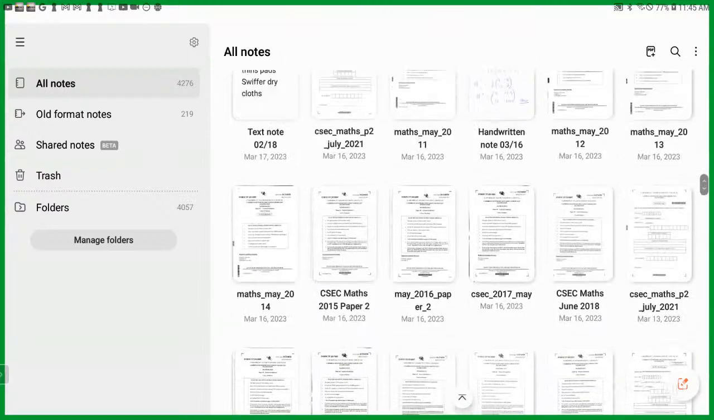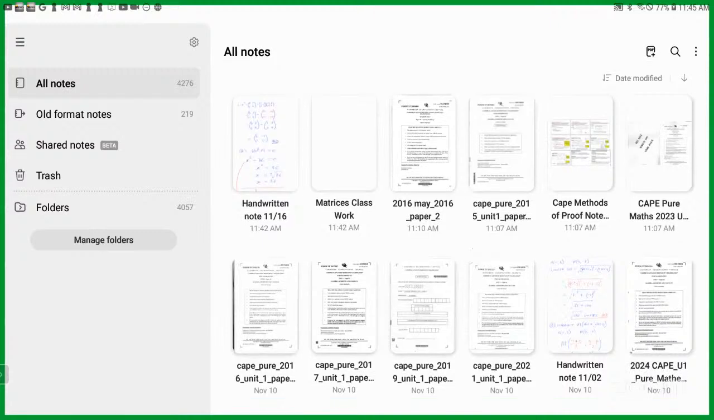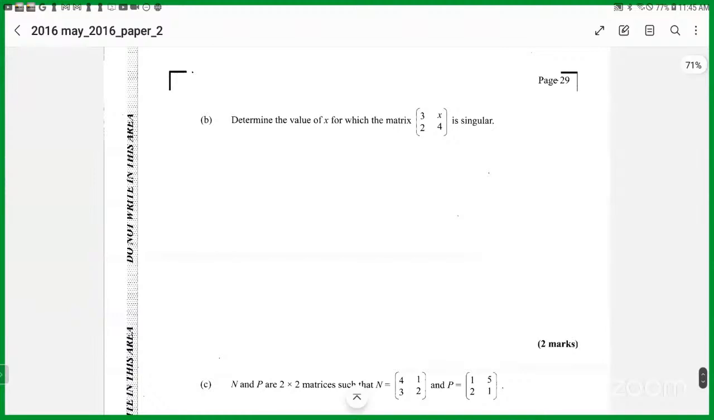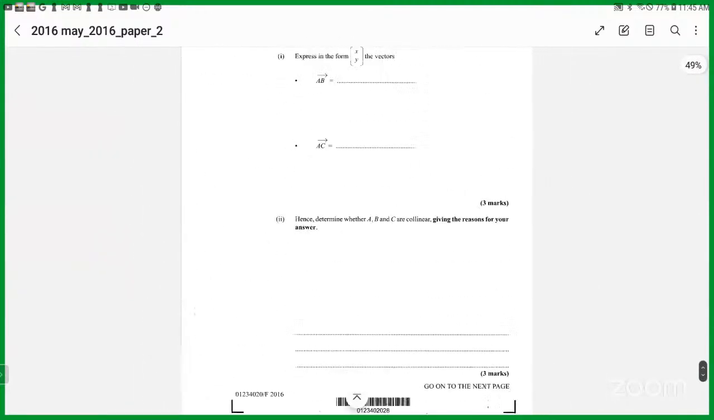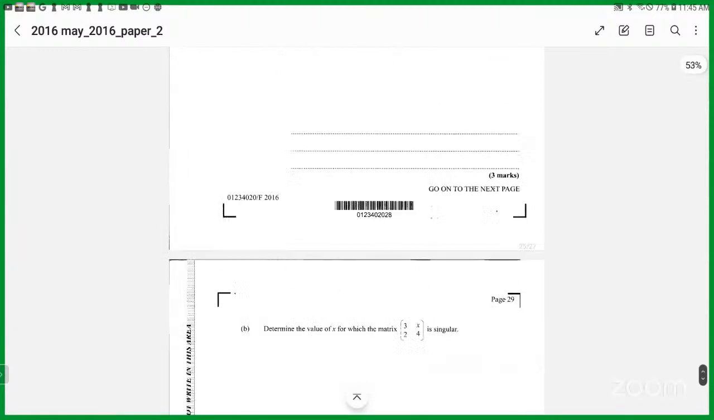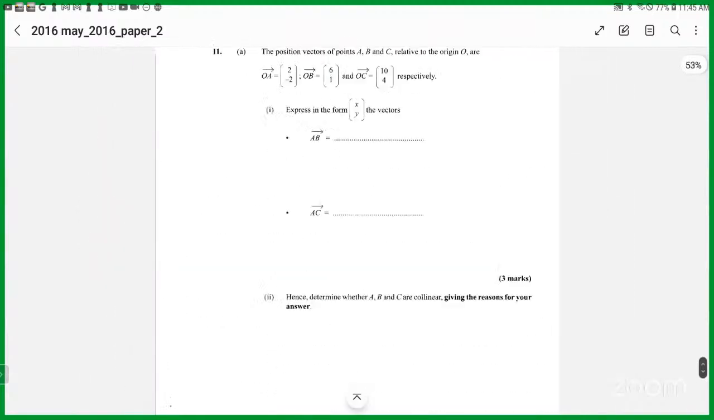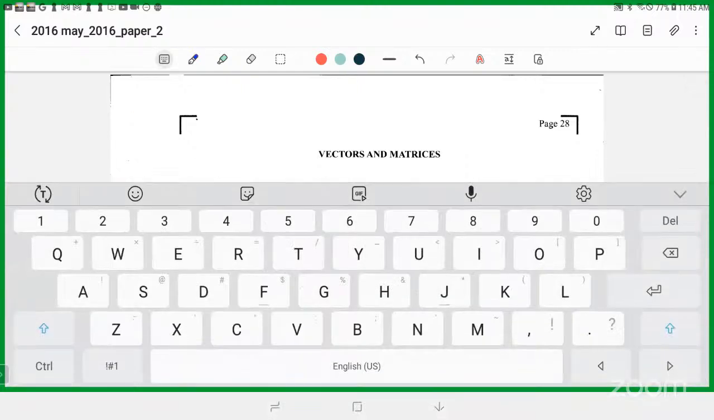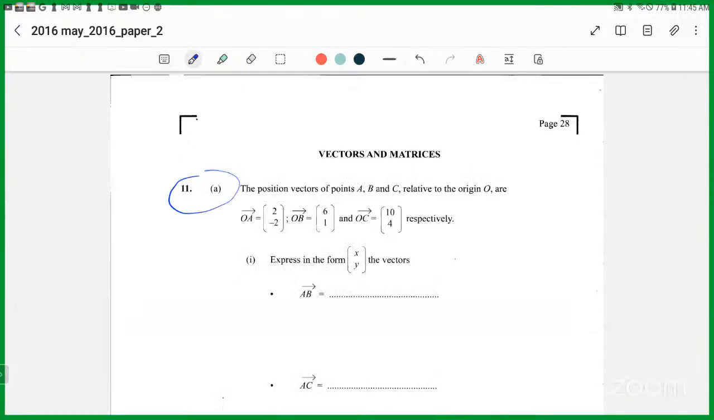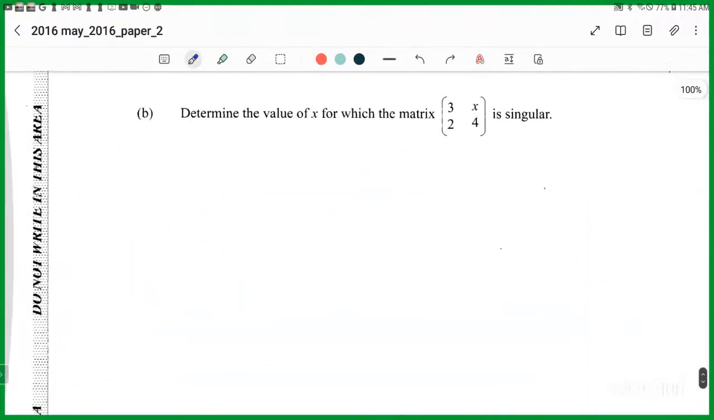Well, let us look at the paper that I gave you, the May 2016 paper. This is the Matrices question, number 11. The exam you'll be doing will be 10 questions, but it's the older syllabus with 11 questions. And this is the Matrices question right here, part of it.